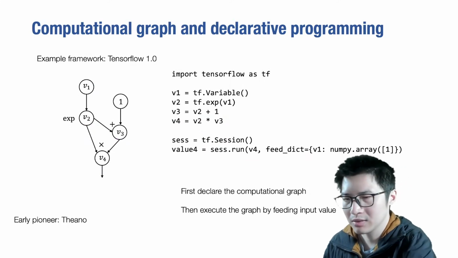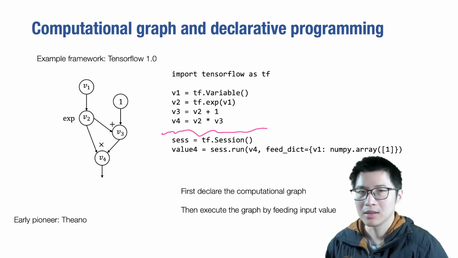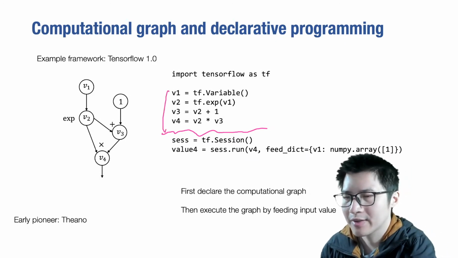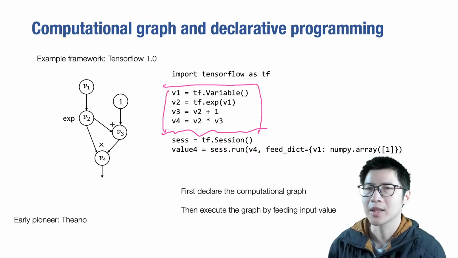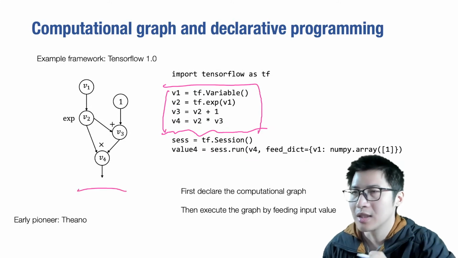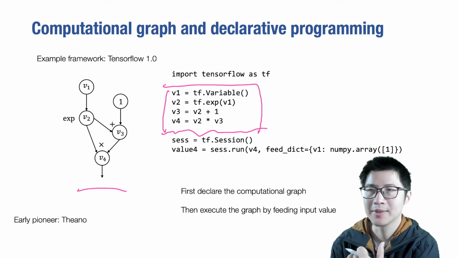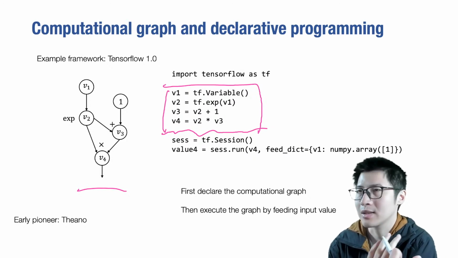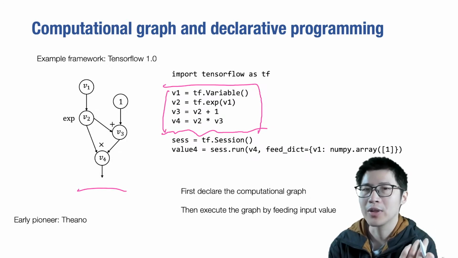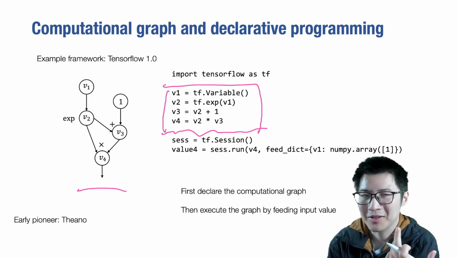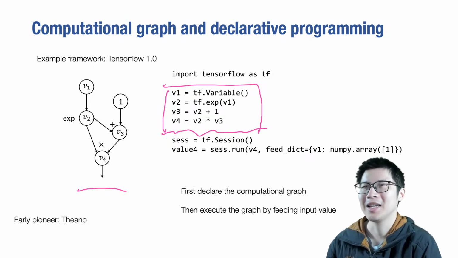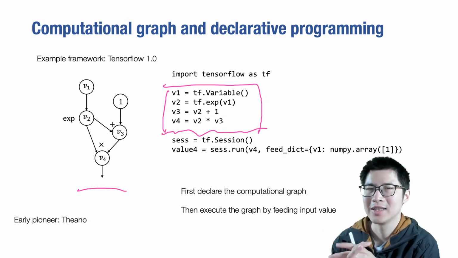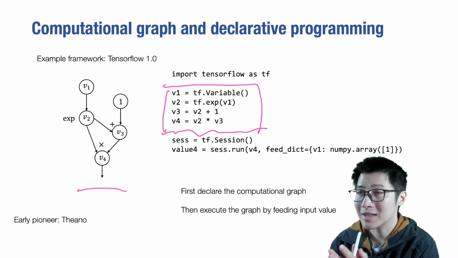Up until now, no computation has yet happened. All this coding here simply constructs the computational graph on the left-hand side. And if you want to ask what is the value of v1 or what is the value of v2, the answer is we don't know. We don't yet know, right? Because the API only starts to construct this computational graph, and that's it.